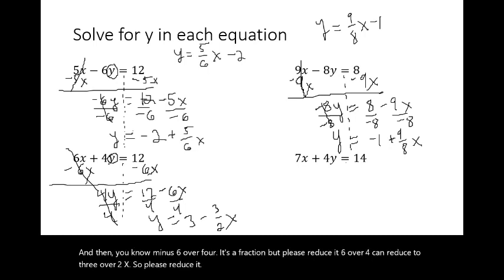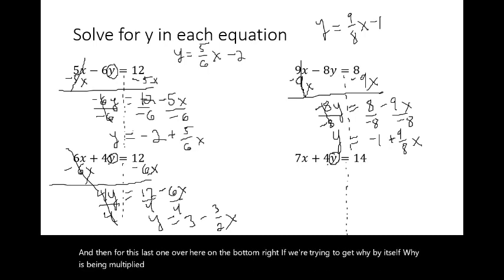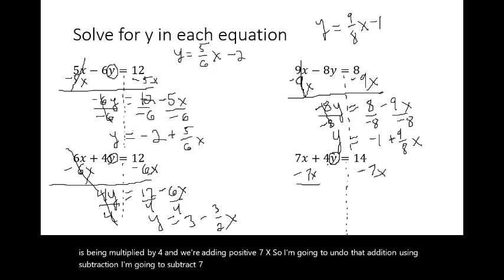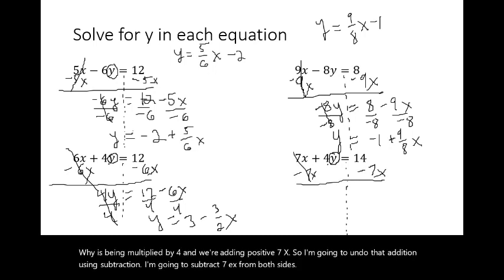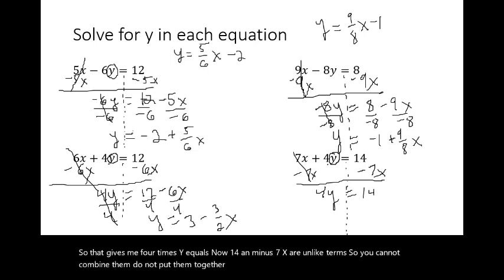And then for this last one over here on the bottom right, if we're trying to get y by itself, y is being multiplied by 4, and we are adding a positive 7x. So I'm going to undo that addition using subtraction. I'm going to subtract 7x from both sides. So that gives me 4 times y equals, now 14 and minus 7x are unlike terms, so you cannot combine them. Do not put them together. So you're going to have to leave it as 14 minus 7x.